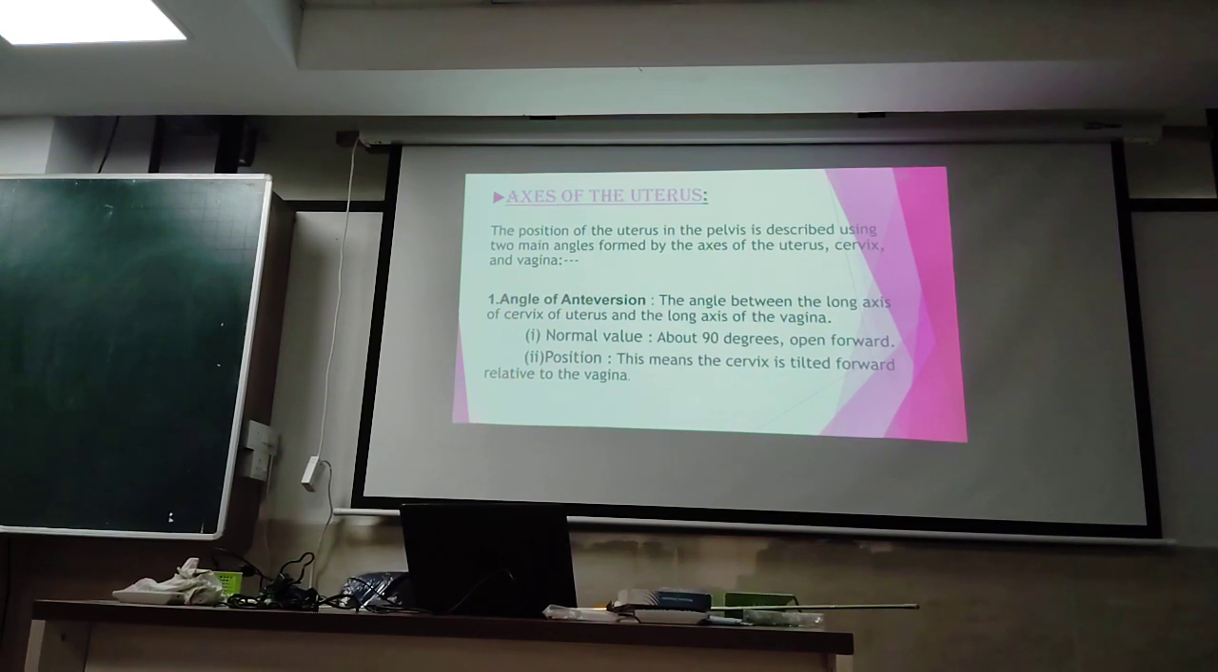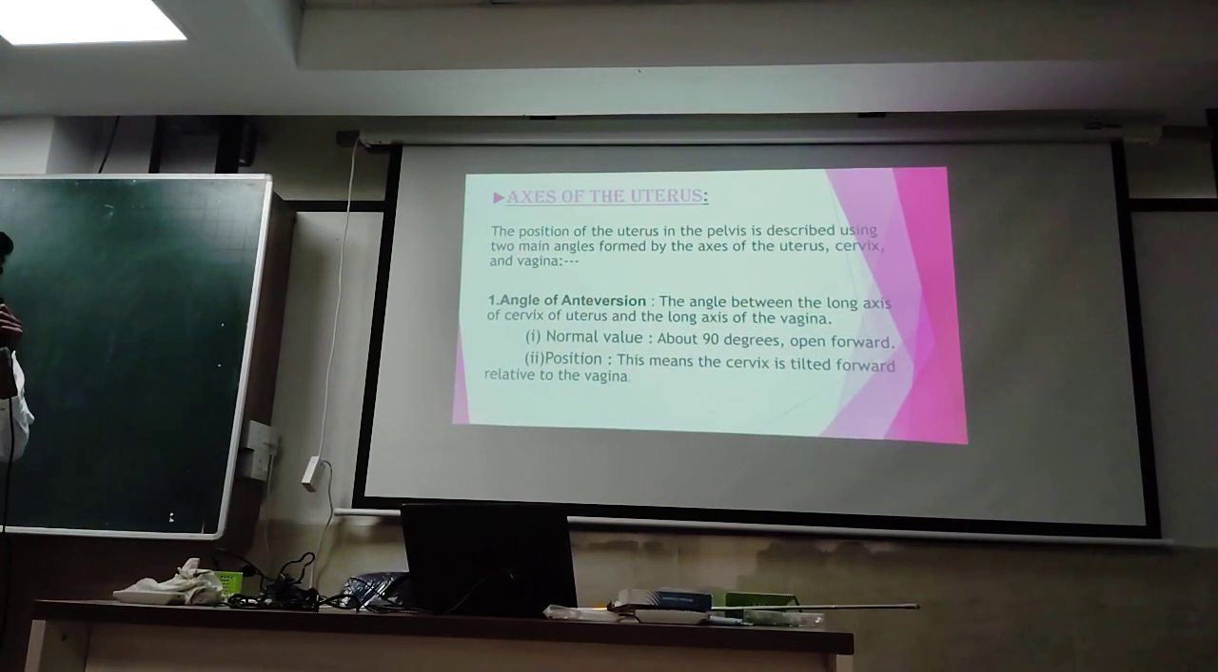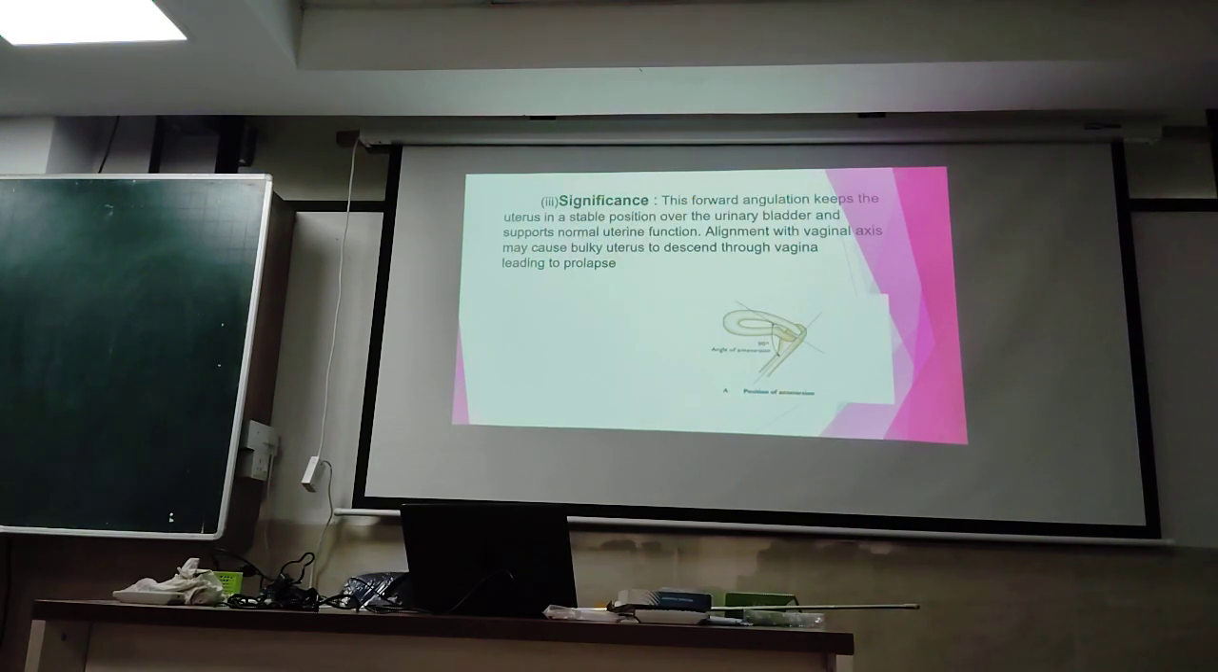The position of the uterus in the pelvis is described using two main angles formed by the axis of the uterus, cervix and vagina. Firstly, the angle of anteversion. The angle formed between the long axis of the cervix of the uterus and the long axis of the vagina is called the angle of anteversion, and it is about 90 degrees, open forward. This means the cervix is tilted forward relative to the vagina.